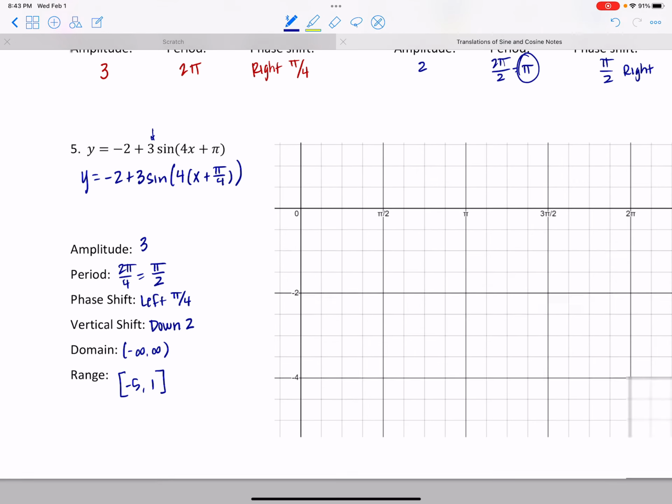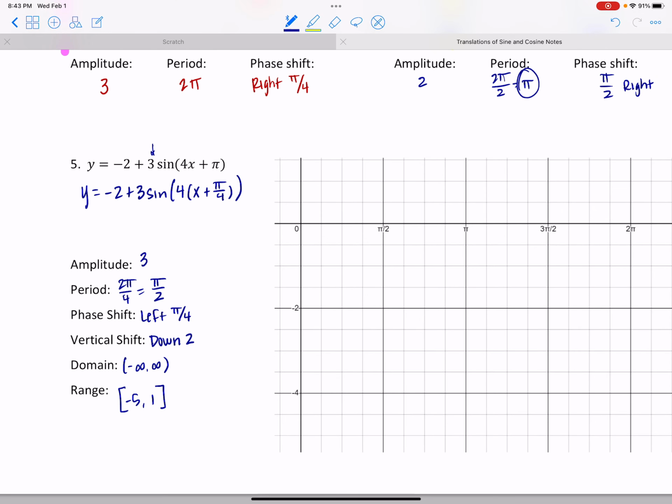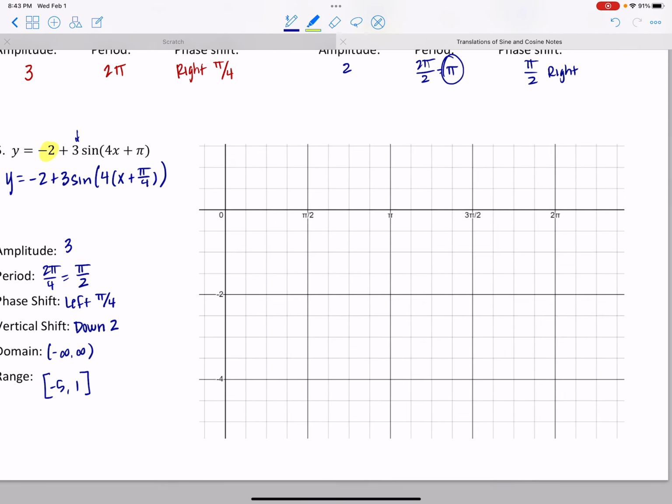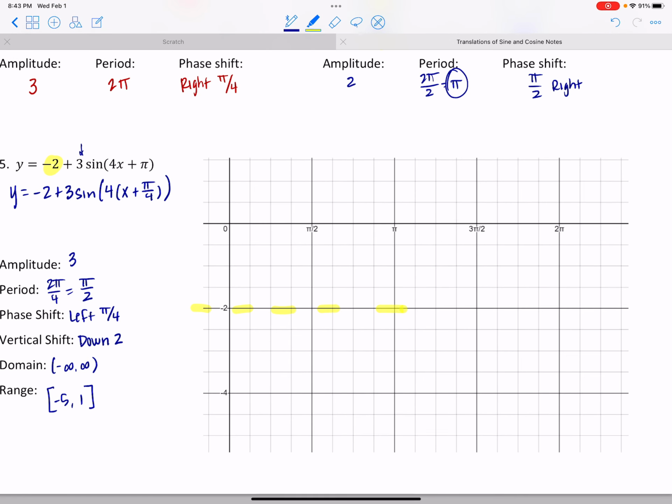Okay, now let's try to make the picture. So I want to take care of my translations first. So we know that we're going to shift down to -2. So my midline, I want to shift down to -2. And I also know I'm going to go to the left pi over 4. So left pi over 4, remember pi over 2 is here, pi over 4 is like 2 increments along my axis here. So it's going a little bit off the graph, but that's okay because I'm only supposed to be graphing from 0 to 2 pi. So it's actually going to be backed up here. I should have made this go a little further.